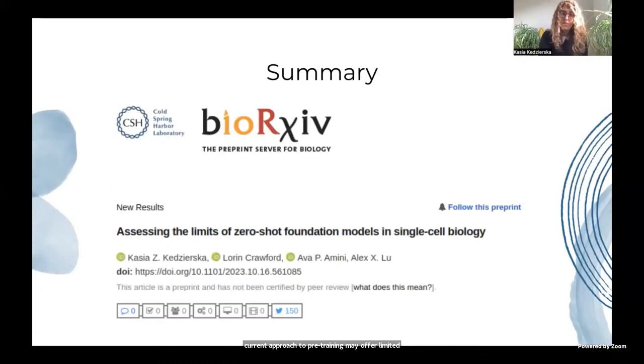I invite you to read more about our research in our preprint, Assessing the Limits of Zero-Shot Foundation Models in Single-Cell Biology, available on bioRxiv. And I would encourage you to see version 2, where we updated quite a bit of things.